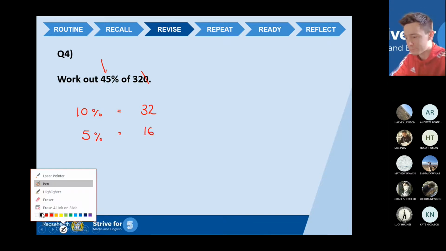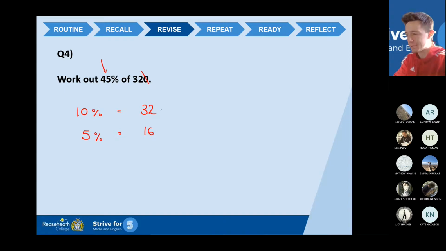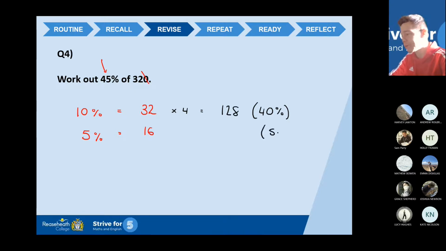Now, what I'm going to do, I'm going to take that 10%, I'm going to times it by 4. Because if I times it by 4, that's going to tell me what 40% is. So 32 times by 4. Well, double it, it gives me 64. Double it again, it gives me 128. So there's my 40%. Now what I'm going to do is add my 5%, which we said earlier was 16, didn't we? So I'm going to add these values together.